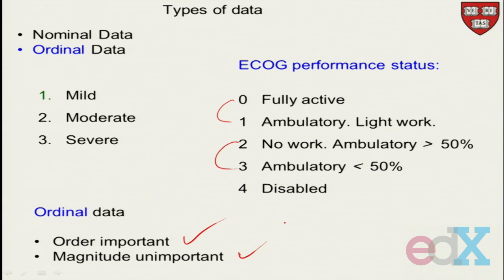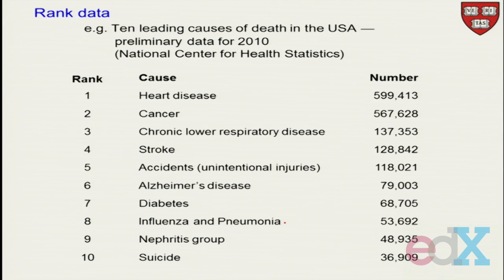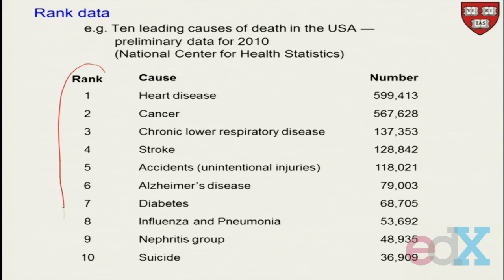Now, there's a special case of ordinal data that we use repeatedly, and that is called rank data. Rank data is sort of like when we just had the Olympics. The person who finishes first gets the gold medal, the person who finishes second gets the silver. It doesn't matter how far behind the second is from the first. It's just that the second one finished second. So it could be a fraction of a second later than the first, or it could be a few minutes. It doesn't matter. It's just the rank in which the data are ordered.